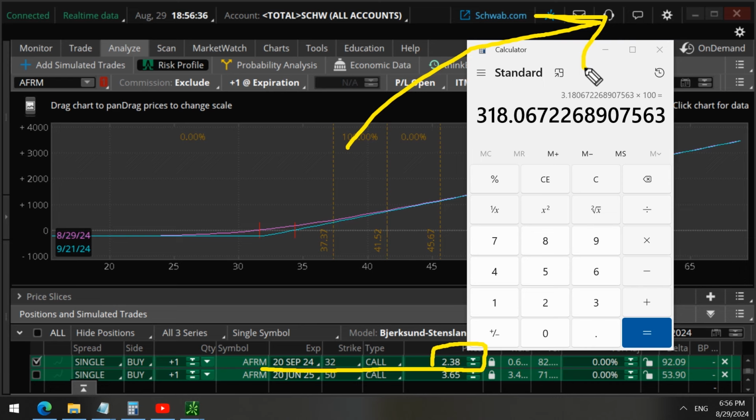Because not all of these will be winners. Some will be losers. But as long as we gain more than what we lose, then we can be long-term profitable.